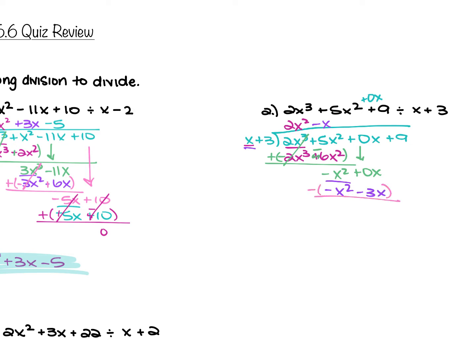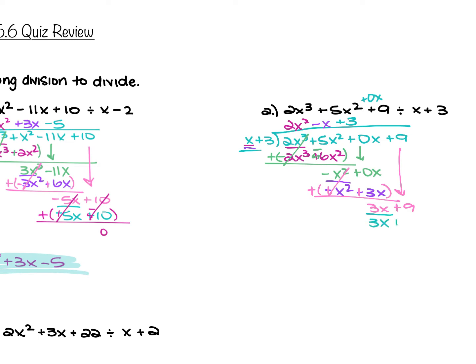Subtract these. Distribute your negative. Change your signs. Your x squareds cancel. 0x plus 3x is 3x. You drop down that next term. It's 9. You're working with the x and the 3x now. x times what is 3x? That's plus 3. So 3 gets multiplied.